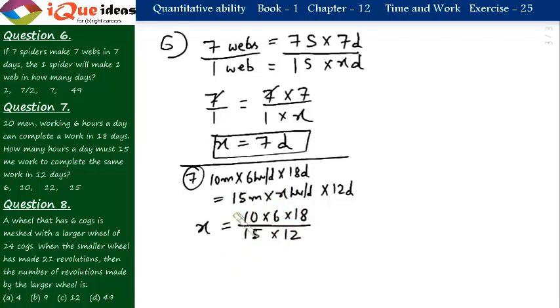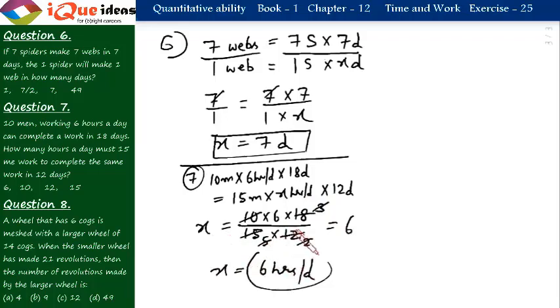Right? Now 10 into 18, you can say cancel 6 by 12 2 times, 6 by 18 3 times, 3 cancels 15 5 times, and 5 and 2 together cancel 10. So we get 6. So X is equal to 6 hours per day. So the second group has to work 6 hours per day. Alright.